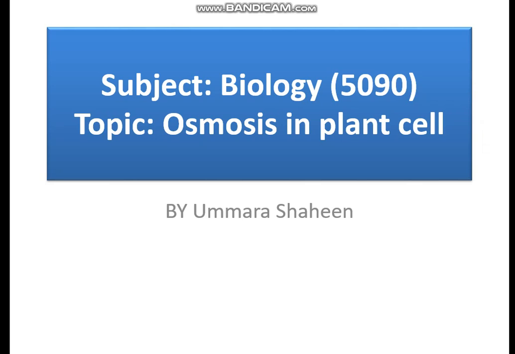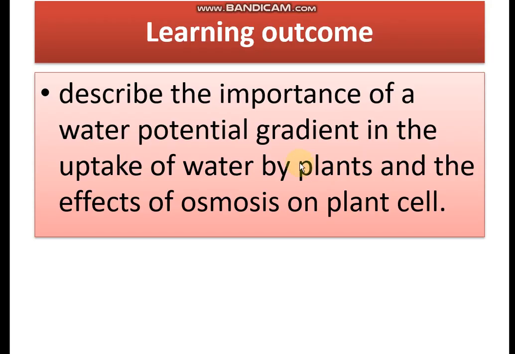Dear students, in our previous topic we started the second chapter, which was diffusion, osmosis and active transport. Today we will see how osmosis is important in plant cells. First, let's go through the learning outcome. Today's learning outcome states: describe the importance of water potential gradient in the uptake of water by plants and the effects of osmosis on plant cells.